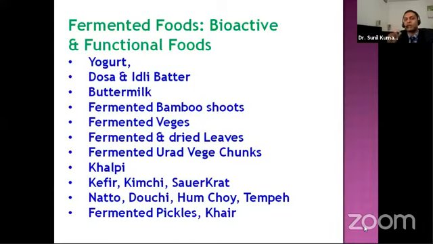Khalpi is another thing. I think everyone knows about pickling the ripe, brown cucumbers. If you pickle them, they start fermenting. They have a sour taste. That's called khalpi. And abroad, in Turkey, Egypt, China, Japan, Korea, all these people use kefir, kimchi, sauerkraut, natto, douchi, hamchoy, tempeh. These are fermented pickles. These are also available in your supermarket.